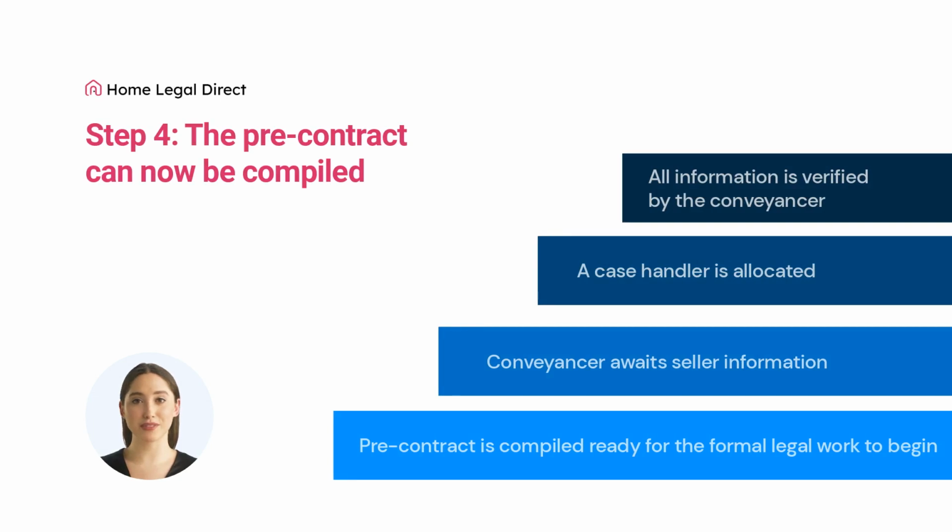Step 4. The pre-contract can now be compiled. Once your conveyancing firm is in receipt of the signed letter of engagement, the required documents from the welcome pack, and your approved ID and AML checks, they will verify the information and assign you with a conveyancing case handler.